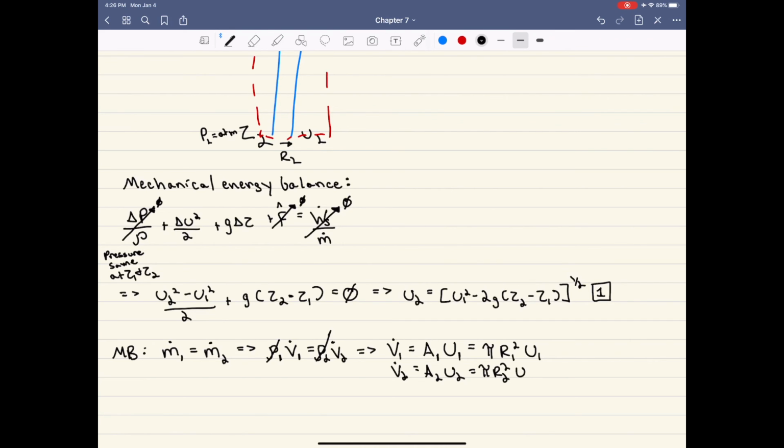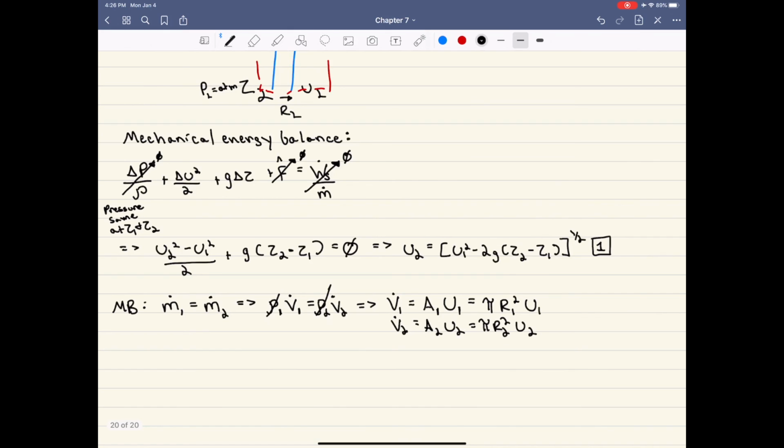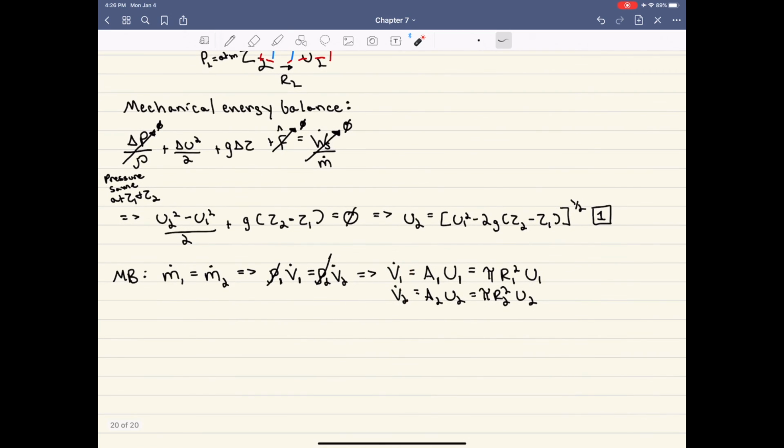All right. From our material balance, we know that V1 is equal to V2, so we can set those things equal to each other. Cancel out the pi's, and we can rewrite the equation to describe the radius 2 as equal to R1 times the square root of U1 over U2.